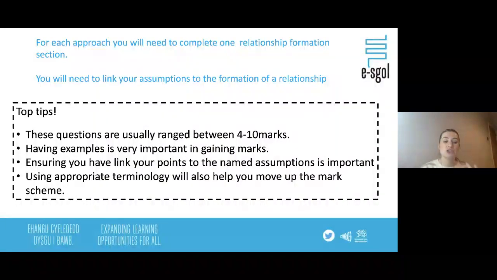As always, making sure that we have examples is really important, and ensuring you link your points to the named assumptions is super important as well. And then, as always, and something that I go on about all the time, terminology. Terminology, terminology, terminology. Really important to make sure you have in your answers.